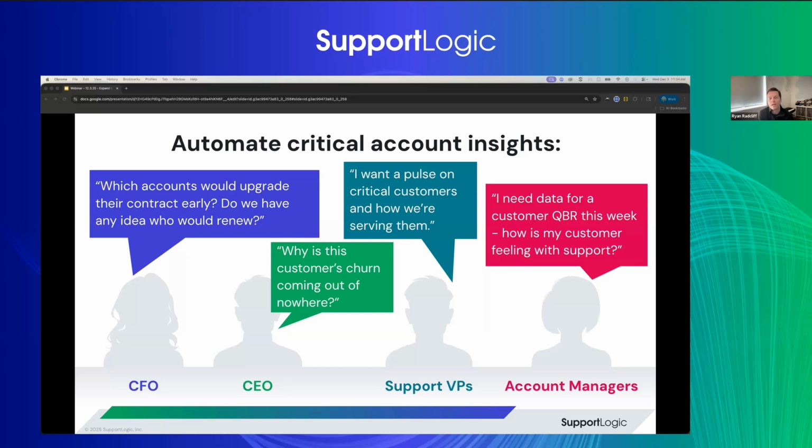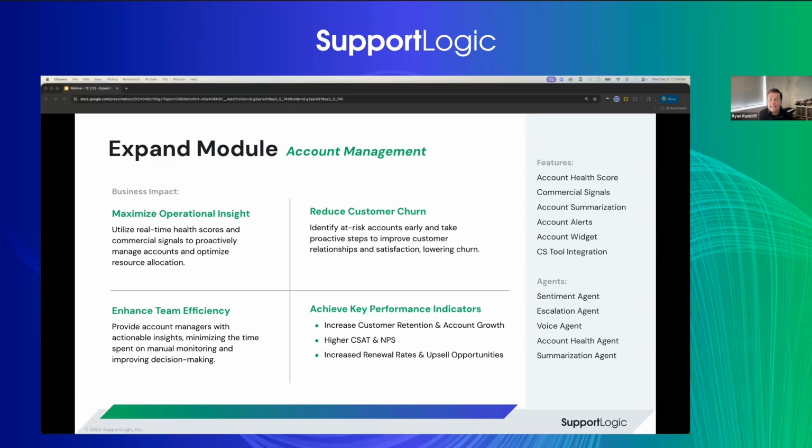And this is why the customers of ours that are using this are seeing such success with it. And this is a summary of what the Expand module is all about, right? These are the impacts that you're getting with a module like this, with churn reduction and with improving your KPIs, improving your efficiency, and improving how your operations can pull insights. Over here on the panel, you can see some of those key features that Krithika went through with the account health score, with the widget in Salesforce, which is such a cool integration. And then also these things can be integrated into something like Gainsight as well, which is that CS tool integration call out that we have there. And then Krithika did such a great job going through these different agents that are involved in powering this module.